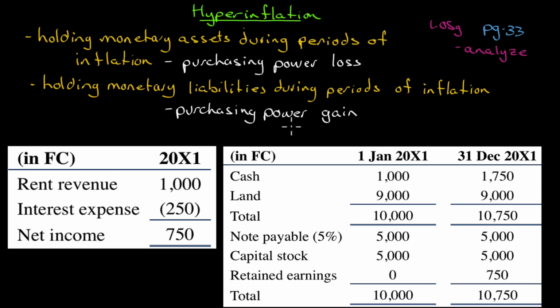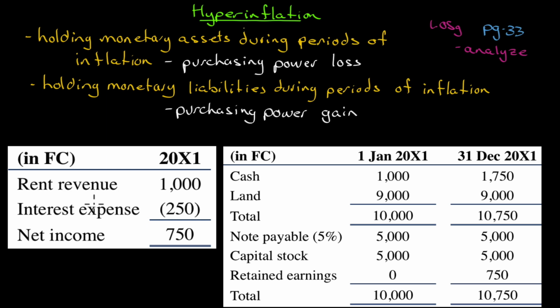All right, let's look at a scenario here. Let's look at our balance sheet on January 1st. Capital stock of $5,000. We put $5,000 in, in the foreign currency. This is our subsidiary. We borrowed another $5,000 in the foreign currency for $10,000. We bought some land for $9,000. We have cash of $1,000. This is our initial setup.